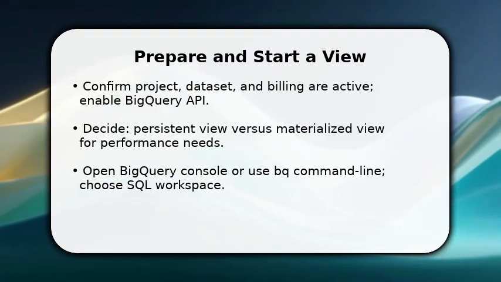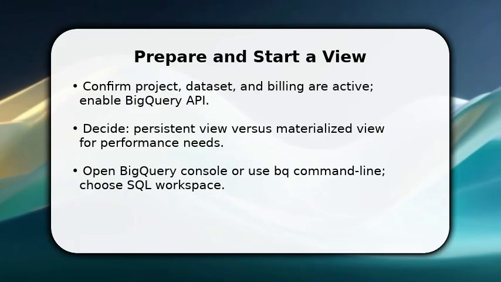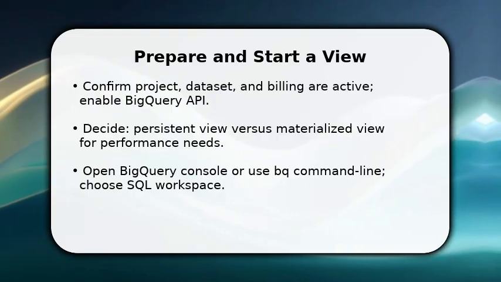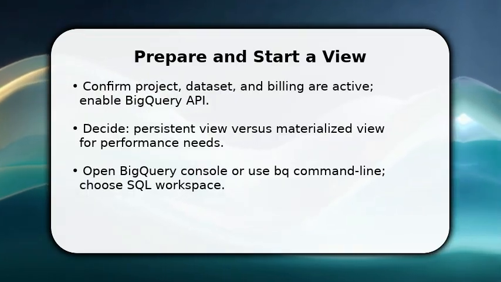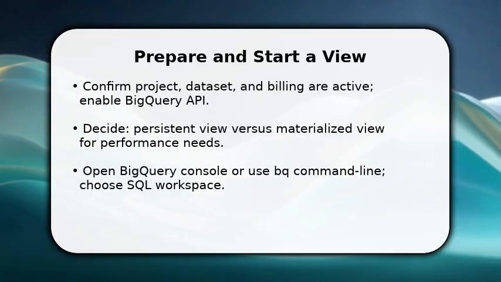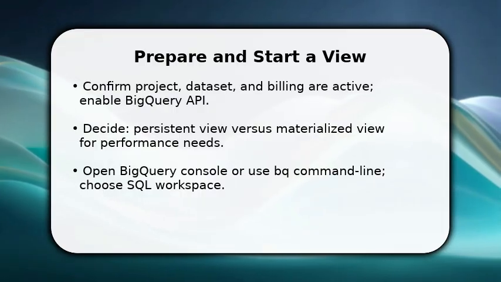You begin by making a quick verification. Confirm your project, dataset, and billing are active, and the BigQuery API is enabled. Next, decide whether you need a regular view or a materialized view. Materialized views are faster for repeated aggregation, but cost storage.